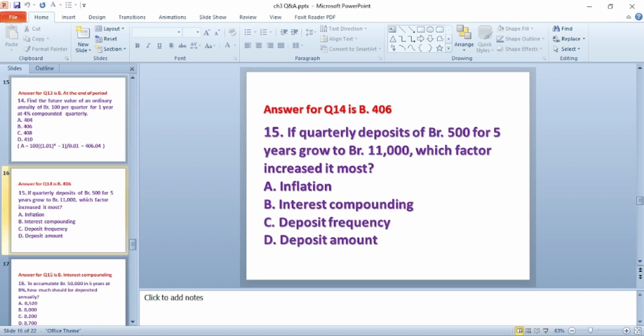Question number 15. If a quarterly deposit of 500 for 5 years is growing to 11,000, which factor increased it most? A. Inflation. B. Interest compounding. C. Deposit frequency. D. Deposit amount. The answer is B. Interest compounding.